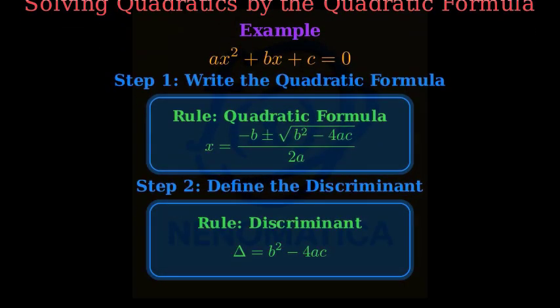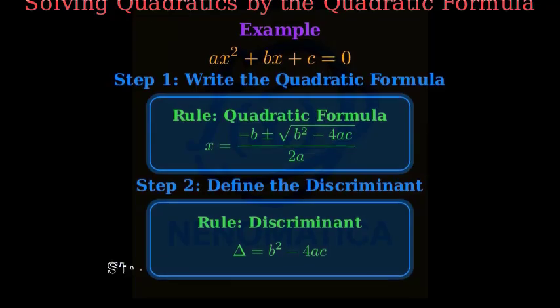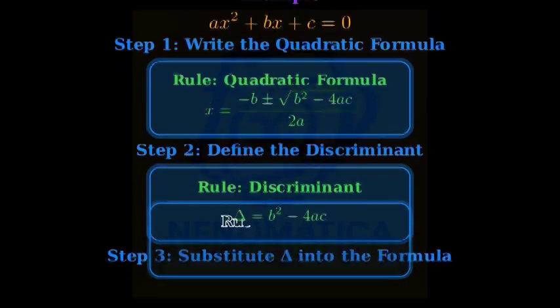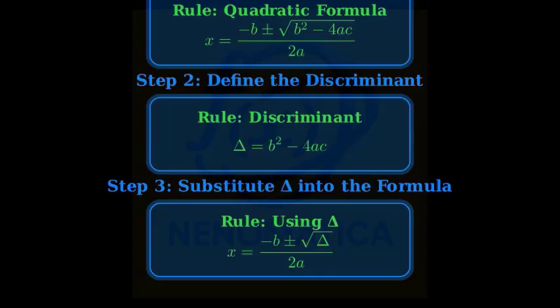Step 3. Rewrite the formula using delta. Now we have x equals negative b plus or minus the square root of delta over 2a. Step 4. Consider the three possible cases for delta.